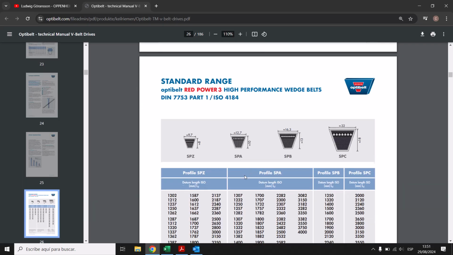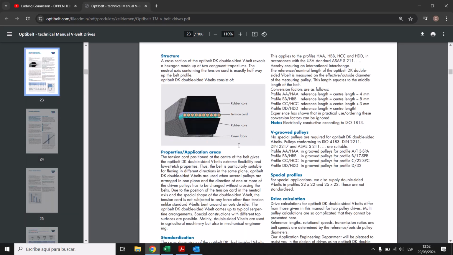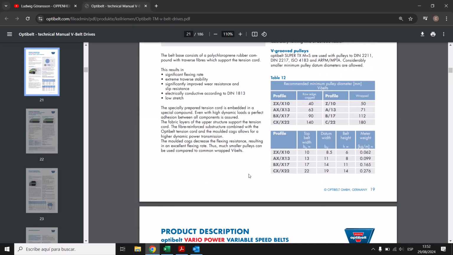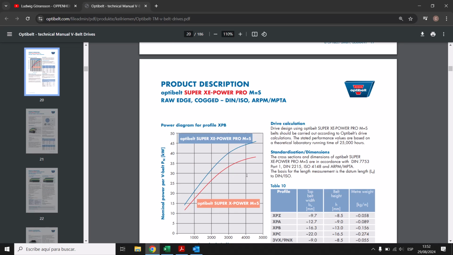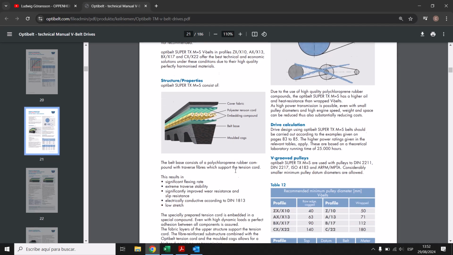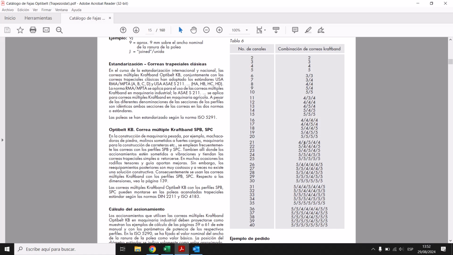I'm gonna show you. Not here. Here maybe. It's not here, but in the old version you have it. That's the reason why you have this old version. It's in Spanish, but you can just see. This is the number of groups, and this is how you can combine your belts.